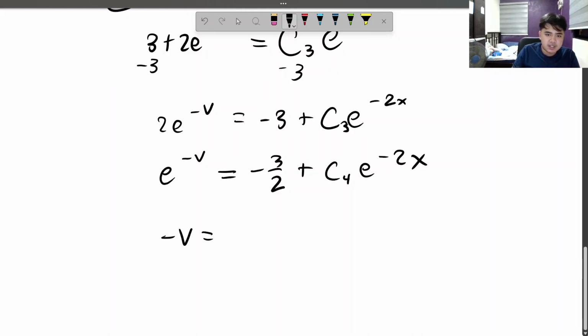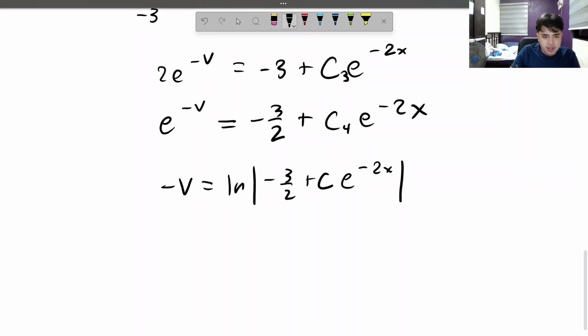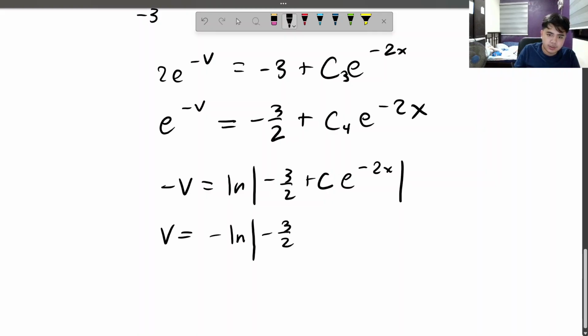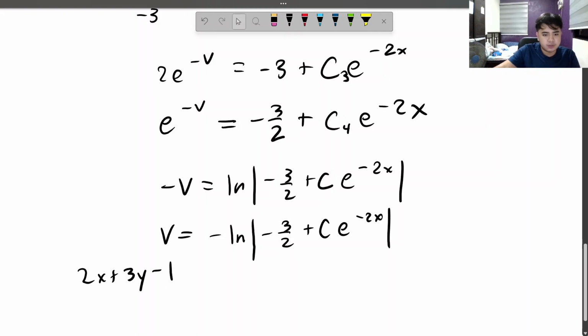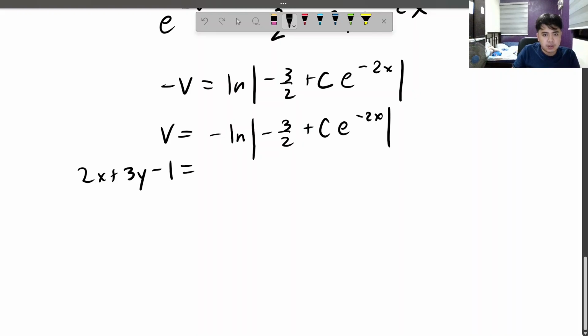Negative v equals ln of negative 3 over 2 plus c e to the negative 2x. Let's just keep it c because I don't think it's going to change anymore. There we go. And v then is negative ln of negative 3 over 2 plus c e to the negative 2x. We're not done because v is 2x plus 3y minus 1, which is now equal to this.